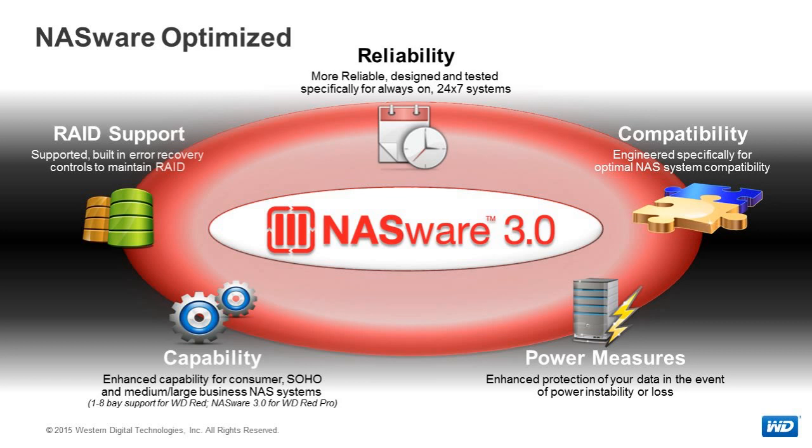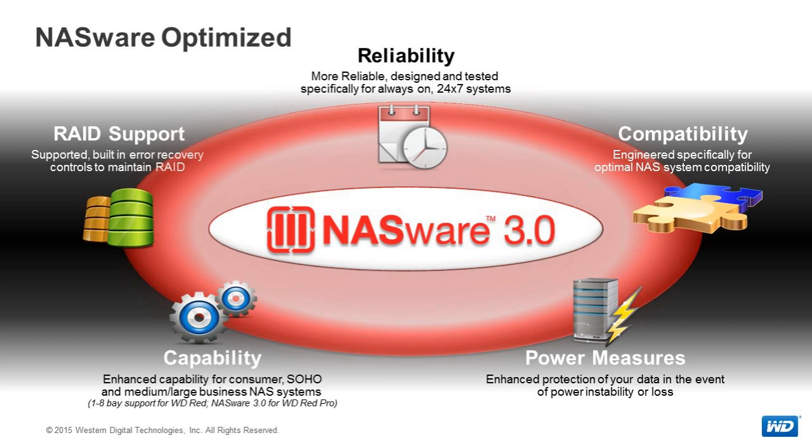On the capability side, we're constantly working with our partners to look for new features. One of the new features that we added to the WD-Red since we've launched it is the capability to go all the way up to 8 bays. Previously, the WD-Red family only went up to 6 bays, but by adding in some technologies, we've been able to get 1 to 8 bay support for Red, and then we have NASware 3.0 for Red Pro. And then I did talk about the RAID support with TLER to maintain and control the RAID.